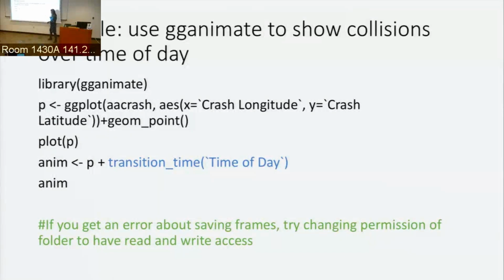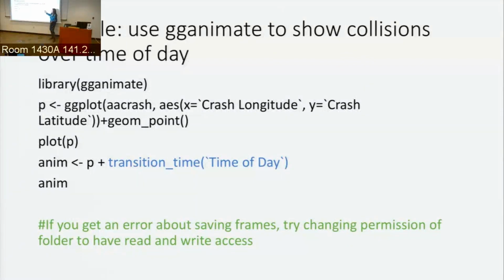So in this case, we're going to store our animation as a variable anim, storing that as p, which is from up here. So you've already stored that. And then we're adding plus this function transition time, and then calling the variable time of day. And that's all we need to give it. We just give it the variable that we want to animate as a function of. So in this case, we're going to get an animation where we're plotting each frame at different hours of the day. And then it's going to transition between those different frames, so between the different hours, essentially. Okay.